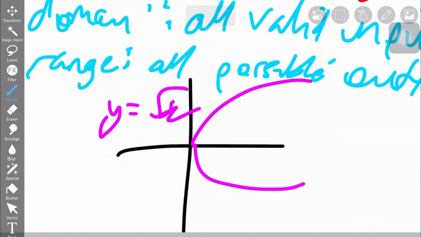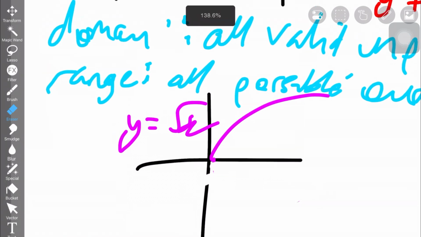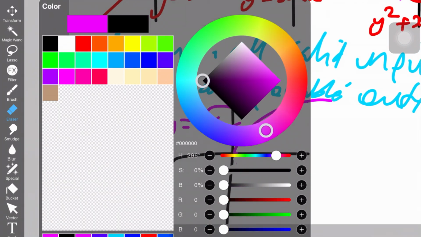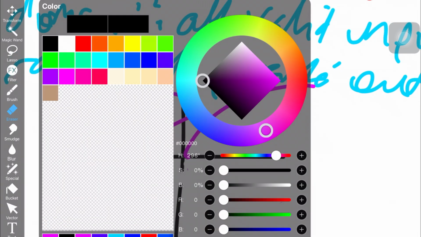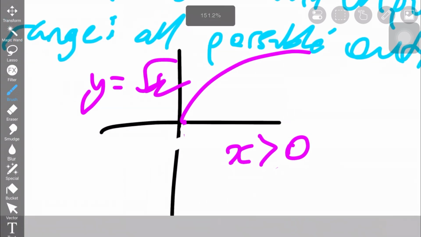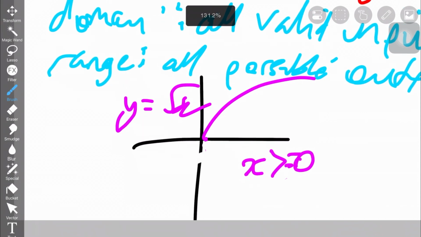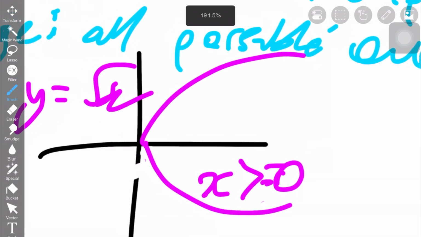But if I were to erase this and call it the principal root, okay? So now you can only have the positive square root. This is the principal root. Then this is 1-to-1, so this is a function. Because for every input in the domain, which is x is greater than or equal to 0, sorry, there is one output, so it's fine. If I add this, then there's suddenly two outputs for every input in the domain, okay?